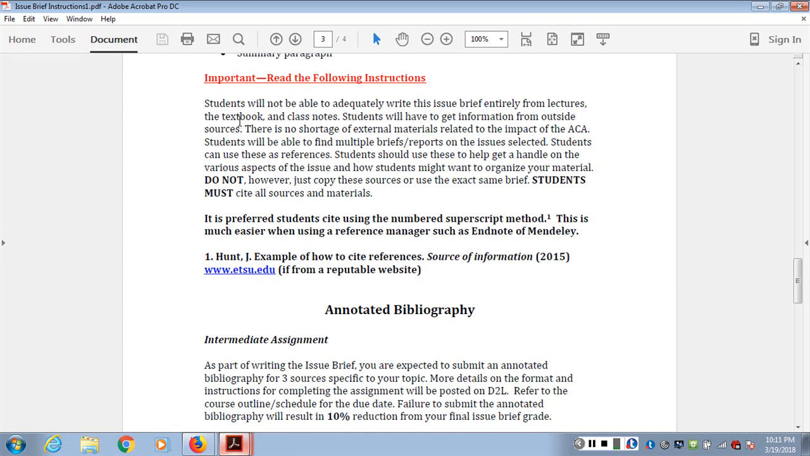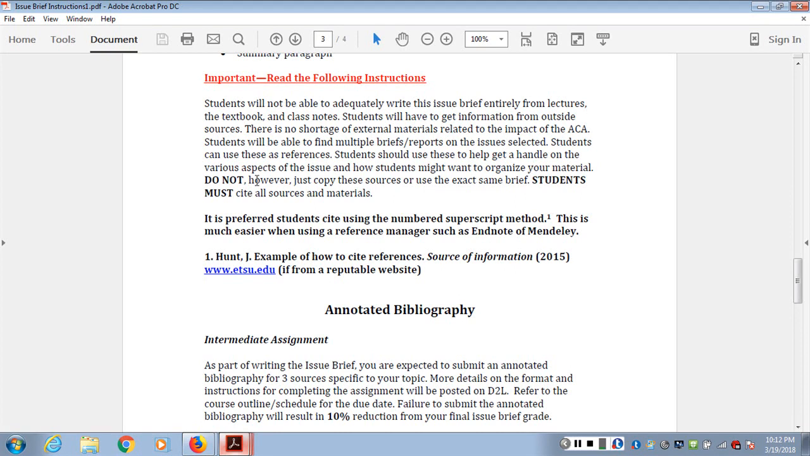You should be able to find multiple reports, multiple papers written, even multiple issue briefs themselves, and you're all welcome to use all of that as your references. We're looking for peer-reviewed references here. So what we want to do is make sure that we're, again, using those peer-reviewed references. We're not going out and using blogs, newspaper articles, Wikipedia, things like that as your primary source of information.